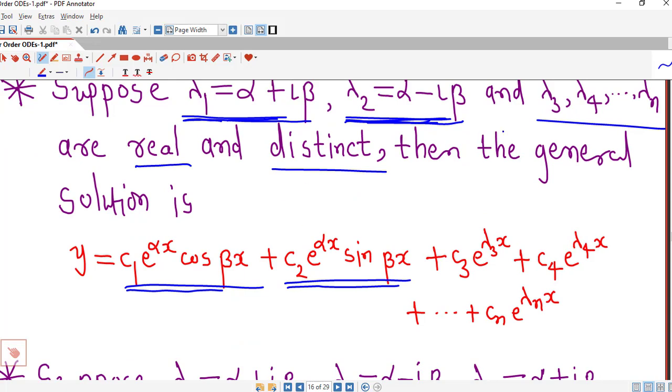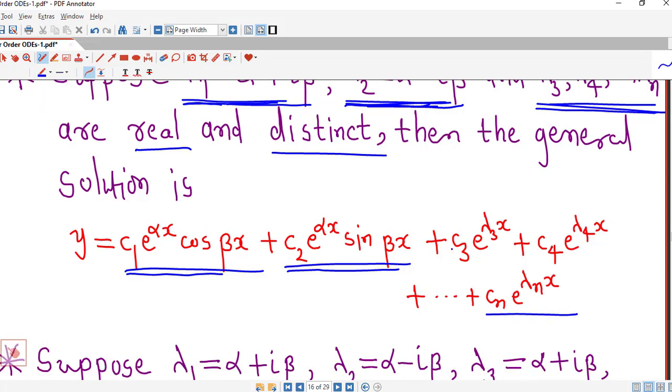So the part of the general solution corresponding to these roots is c3 e raised to lambda 3x plus c4 e raised to lambda 4x and so on, cn e raised to lambda nx.